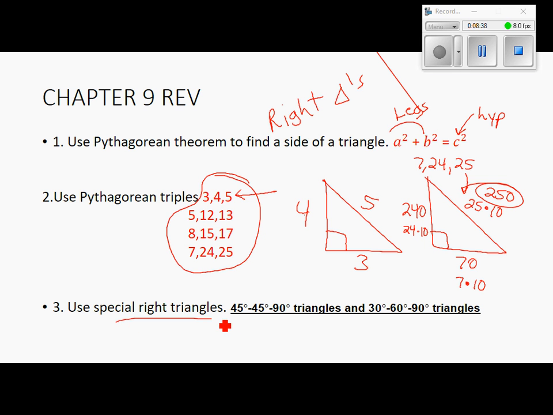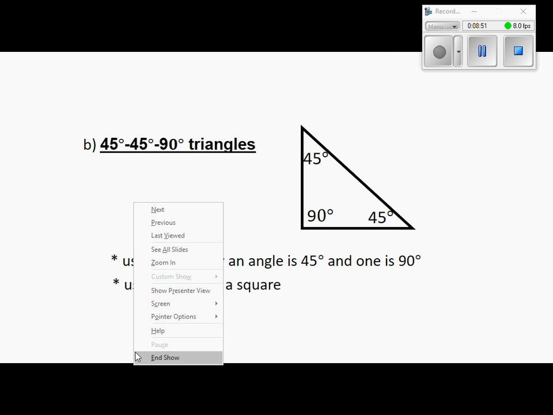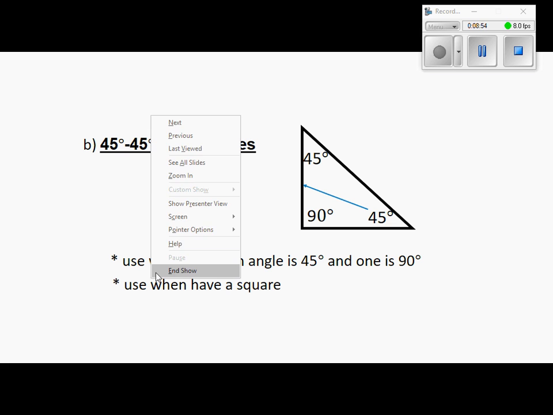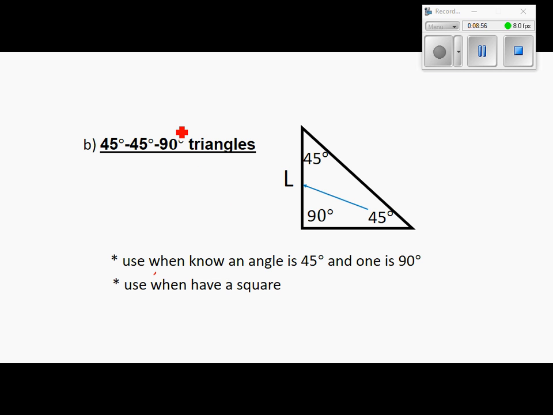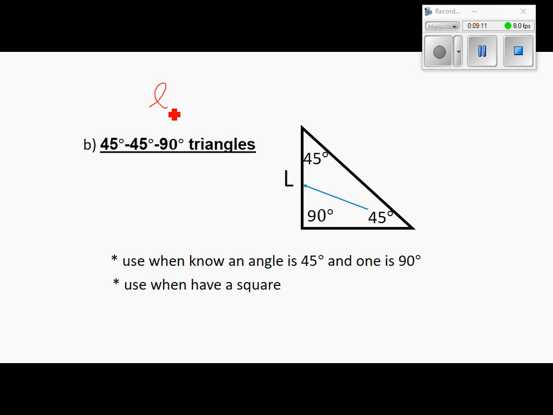Be able to use the special right triangles. That was the 45, 45, 90 right triangles and the 30, 60, 90 right triangles. On the 45, 45, 90, the side across from one 45 degree angle is labeled L or x. On this video I put L's because a lot of the problems had x's in them. Before I was using the lowercase cursive L, I can't get that on here, so I just used a capital L.